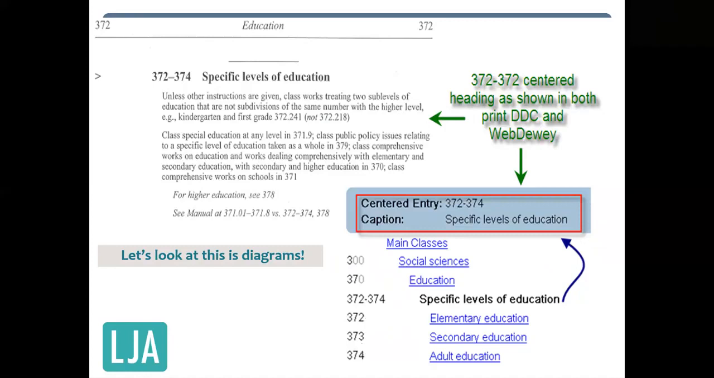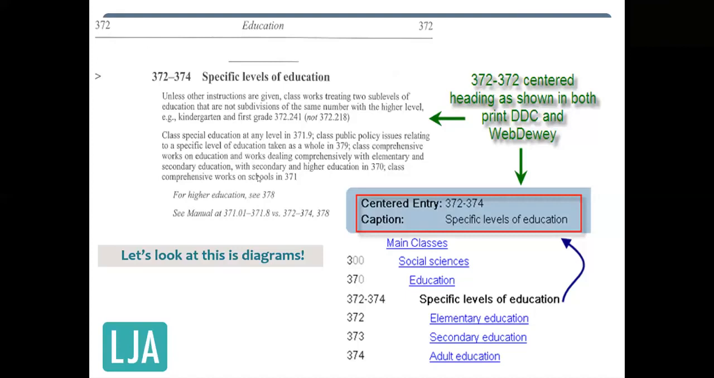So centered headings aren't really any big deal. You just need to know if you come across these. If you're searching and you come across 372-374, you just need to know this is for a range of notations and it's going to have multiple meanings attached to it. I need to look for my specific number. I'm not going to assign 372-374 to a particular work. I'm going to look to see what goes into that category. So that's really the thing you need to look for.